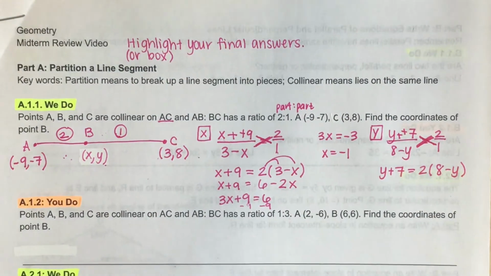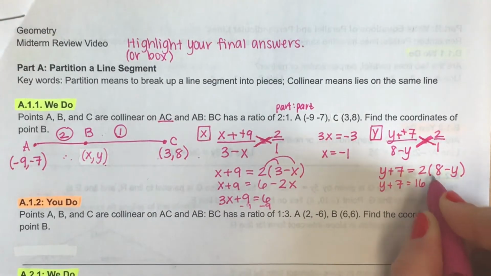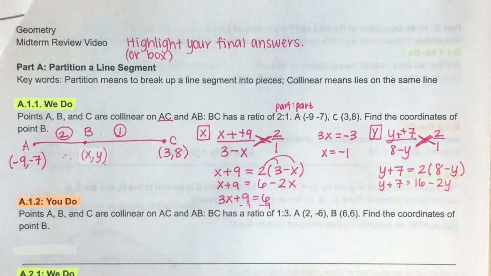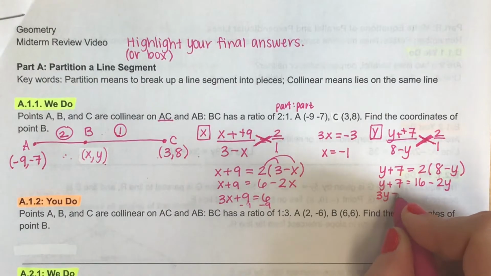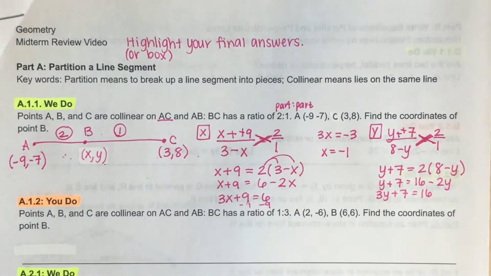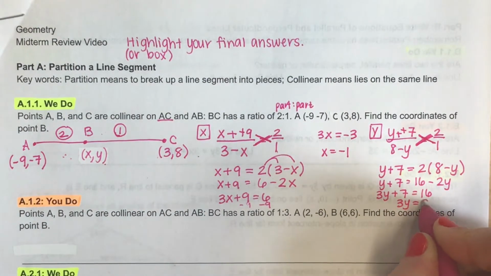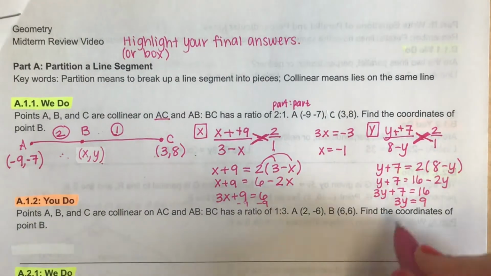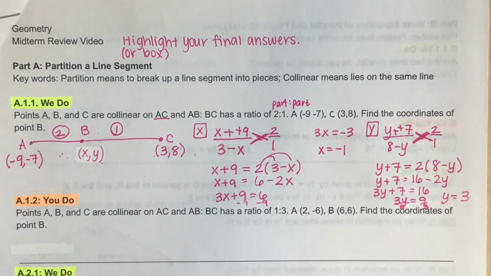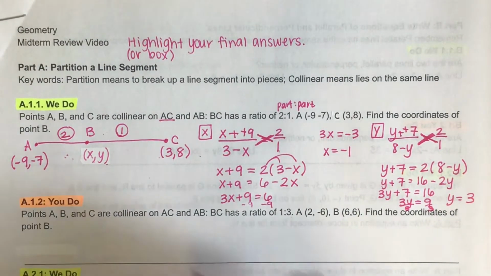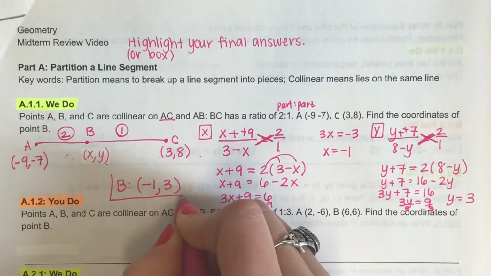And now again, I'm going to do some of the distributive property here. So 2 times 8 is 16. 2 times -Y is -2Y. I'm going to get all my Y's to one side, so I'm going to add 2Y to both sides. I get 3Y plus 7 equals 16. I'm then going to take away 7 from both sides, so I get 3Y equals 9. And then I'm going to divide both of them by 3. So I get Y equals 3. So my final answer, the coordinates for point B, are -1 and 3.